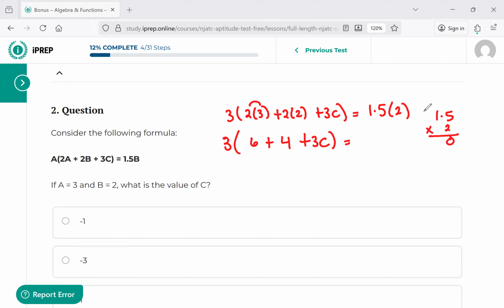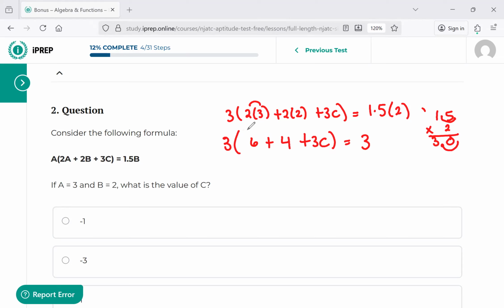5 times 2 is 10, carry the 1. 1 times 2 is 2, plus 1, that's 3, and then count how many decimal places. There's a total of 1, so you move this 1 place. That's it. So this is really 3.0, or you could just say 3, right?